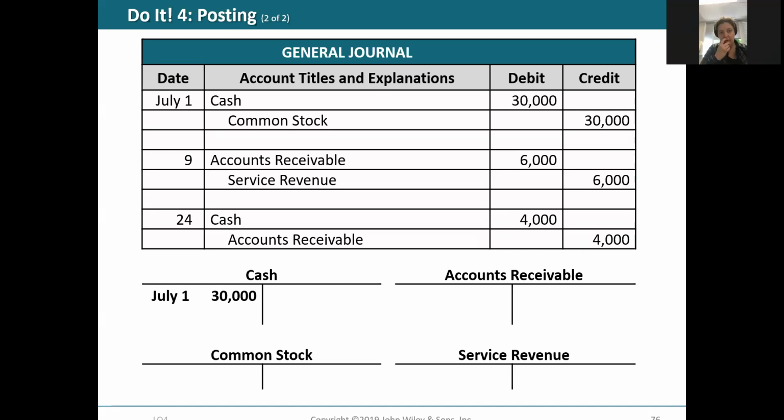Read the journal entry. We debited cash for 30,000. Common stock. We credit common stock. Yep. They go up. Right. You have to have at least one debit and one credit.